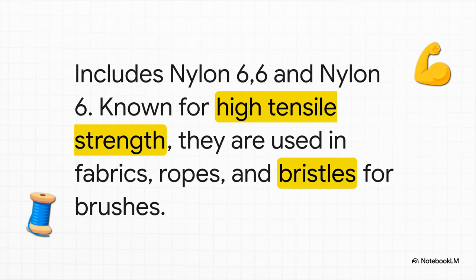Next up are the polyamides, which you probably just call nylon. The two main types are nylon 6,6 and nylon 6. They are famous for their incredible tensile strength, which makes them perfect for things like ropes, fabrics, and even the bristles on your toothbrush. And here's a pro tip for your exam. Those numbers, the 6,6 and the 6, actually tell you how many carbon atoms are in the monomers used to make them.